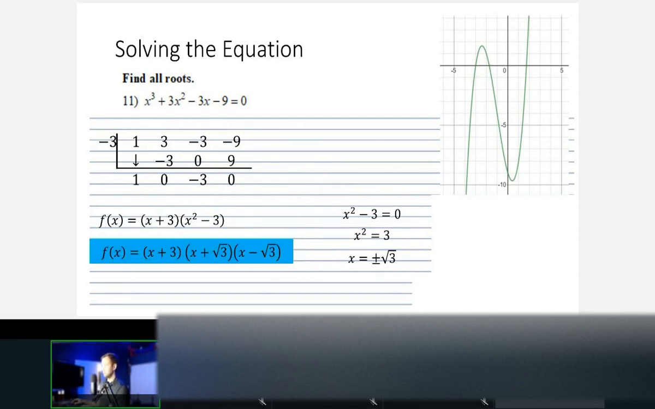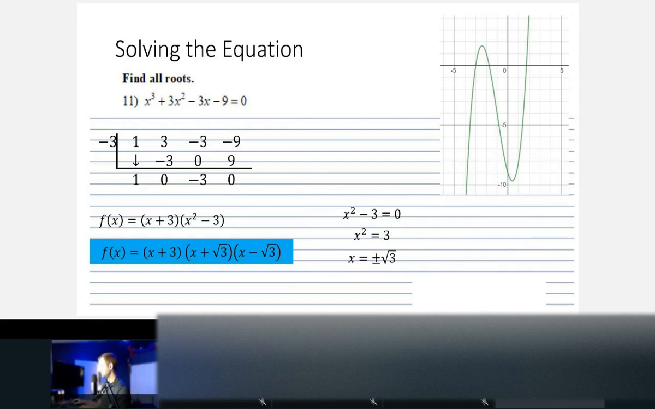Factored form, there we go. But remember, the question says find all roots. So we just have to say, all the roots equal this, or x equals all these solutions. And we get down to there.